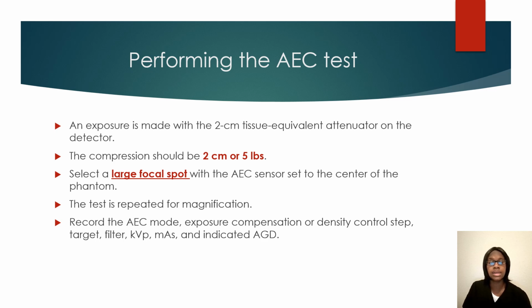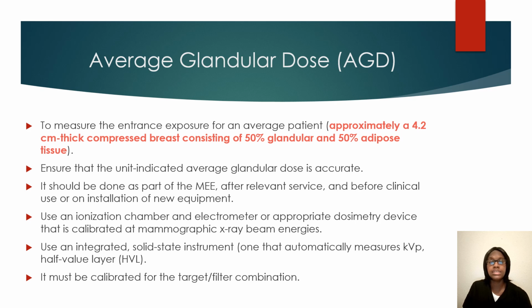Make sure that you are selecting a large focal spot with the AEC sensor. The test is repeated for magnification. Make sure that you record the AEC mode, exposure compensation or the density control step, your target, filter, kVp, mask, and any type of indication of AGD. AGD stands for average glandular dose. This is the measure of the exposure for an average patient, approximately 4.2 centimeters thick compressed breast consisting of 50% glandular, 50% adipose tissue. So you want to make sure that the unit is accurately measuring the average glandular dose.